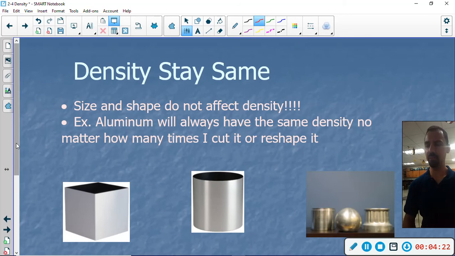Density stays the same for a given object. Size and shape do not affect density. So no matter how many times I cut it or shape it, I could have it the size of this room, I could have it microscopic, it will have the same density because the ratio of mass to volume stays the same for a given object. So aluminum will have the same density no matter how many times I cut it or reshape it. Okay, so just remember that. So it could be cubic, it could be flat, it could be round, doesn't matter, it will still have the same density.